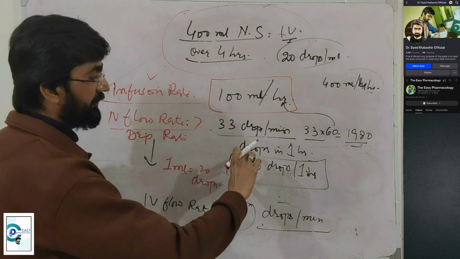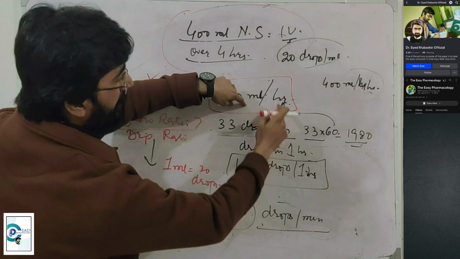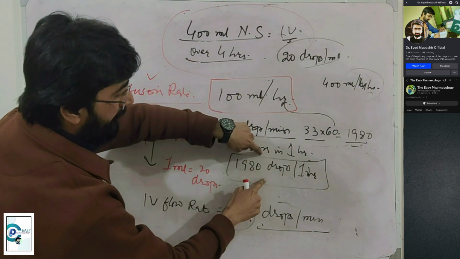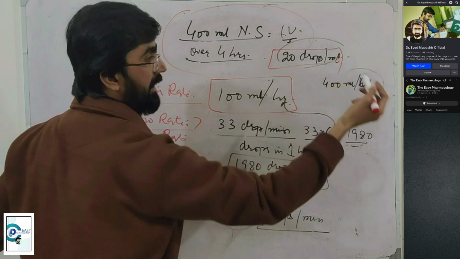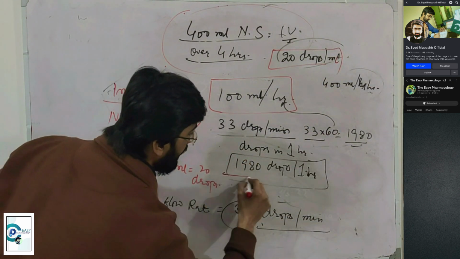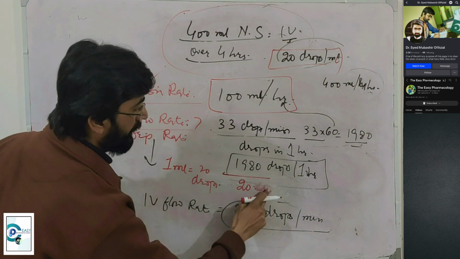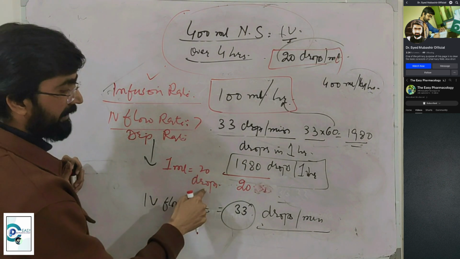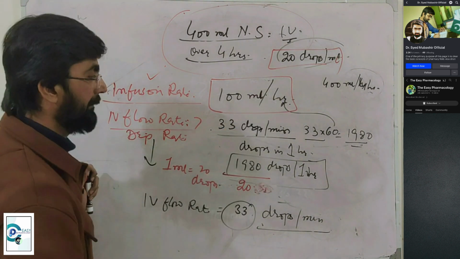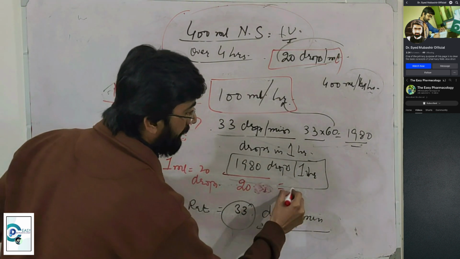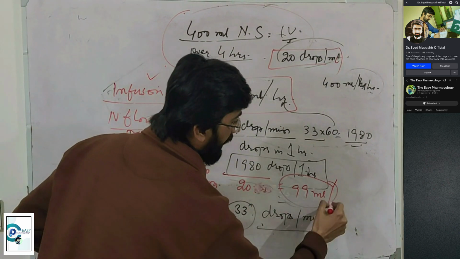If you want to justify these both things, if you want to equalize these both things, the time is same, 1 hour, but here the ml, here the drops, and you know that here we have used 20 drops per 1 ml drop factor. So you can divide these number of drops by 20. Because 1 ml is equal to 20 drops. Now 1980 drops will be equal to how many ml? If you divide this one, the answer will be about 99 ml. Okay, 99 ml per hour.